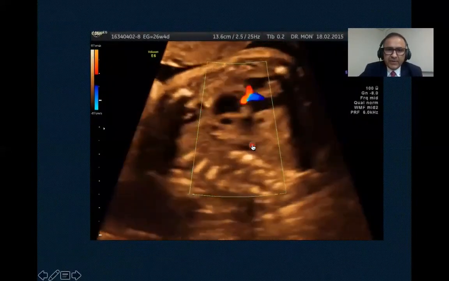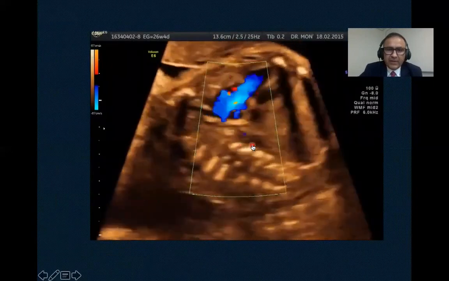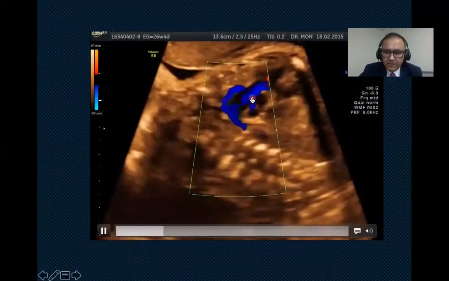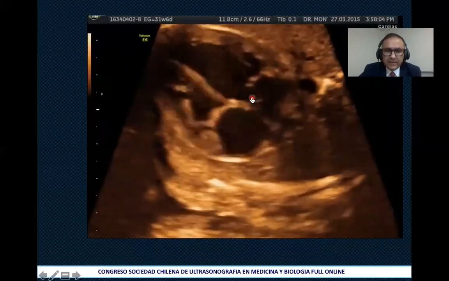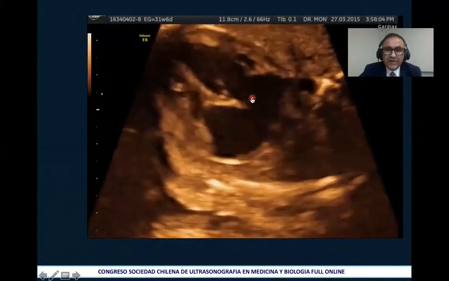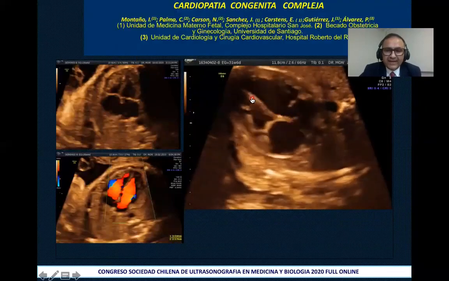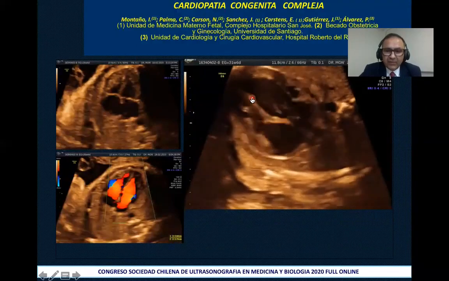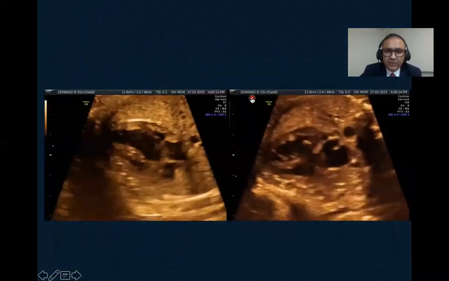Here we can see persistent truncus arteriosus. Again, in this case, that valve is insufficient. It is also important to keep in mind that the 4-chamber view can appear normal, so a complete and thorough cardiac screening must be performed in order to diagnose a conotruncal heart defect. Otherwise, it may be missed.